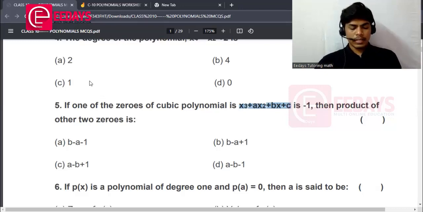If anyone knows, please raise your hand and give your inputs. How to solve this one? Anyone?